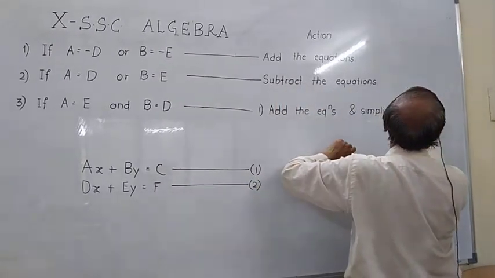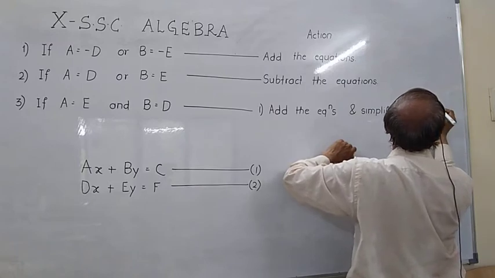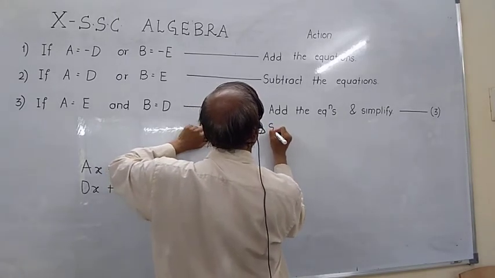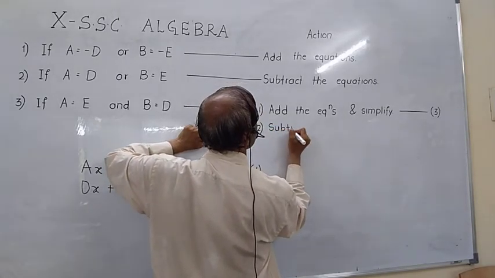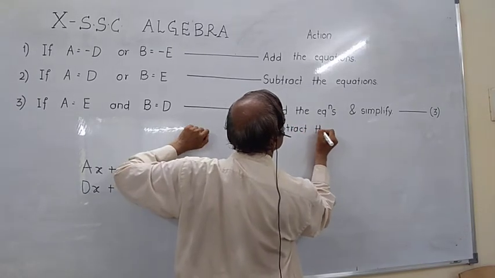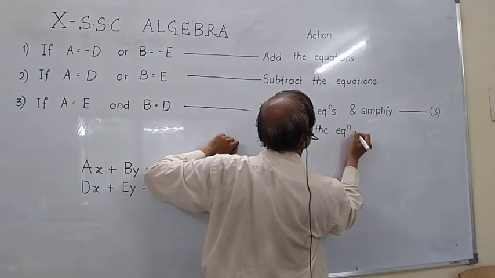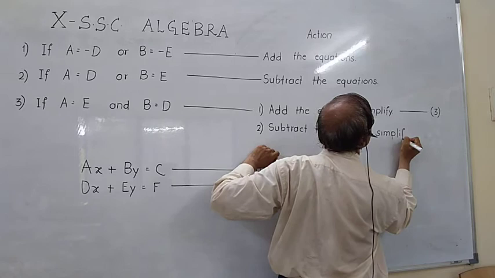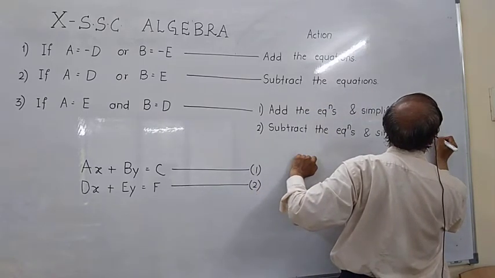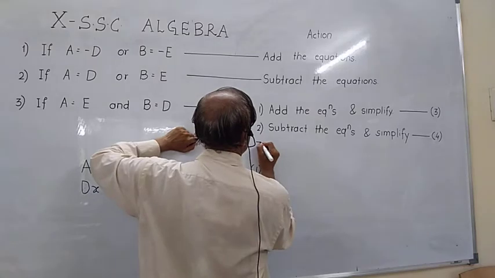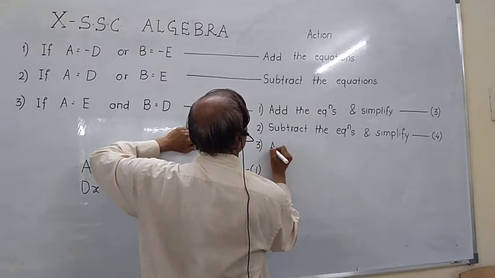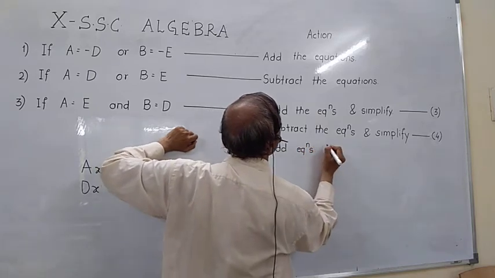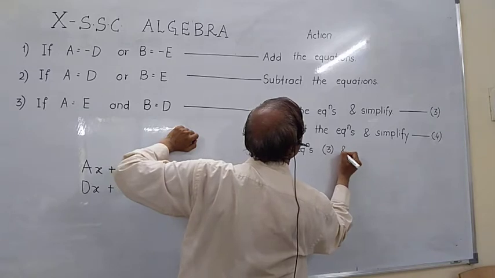This is your equation 3. Then the second action is subtract the equations and simplify. This is your equation 4. And the third action is add equations 3 and 4.